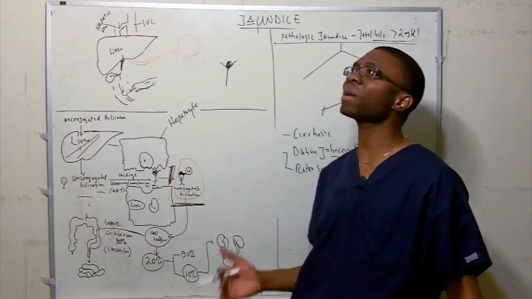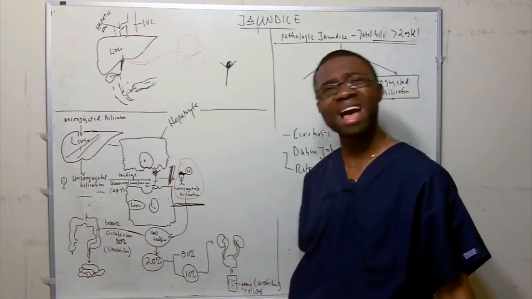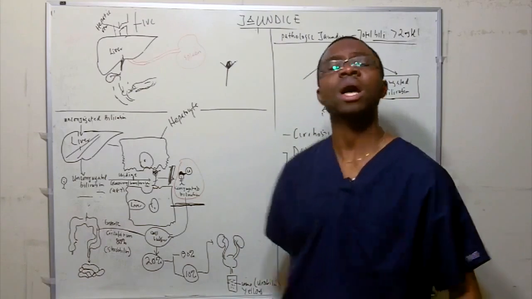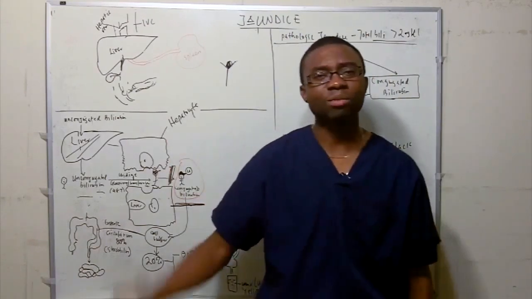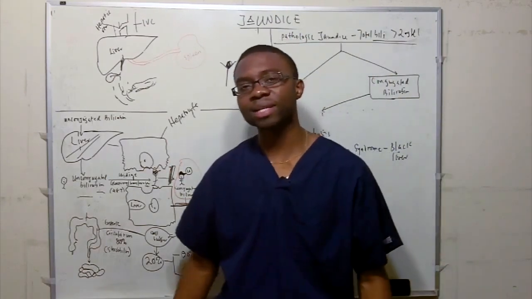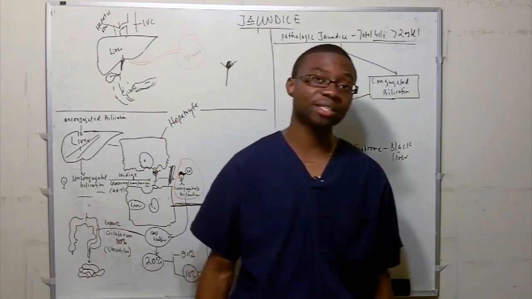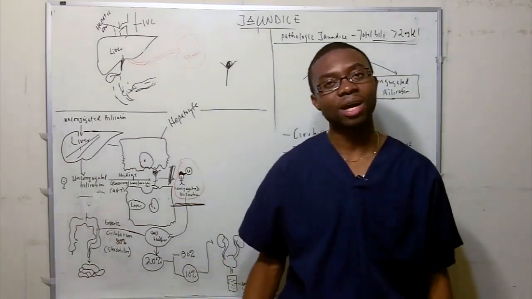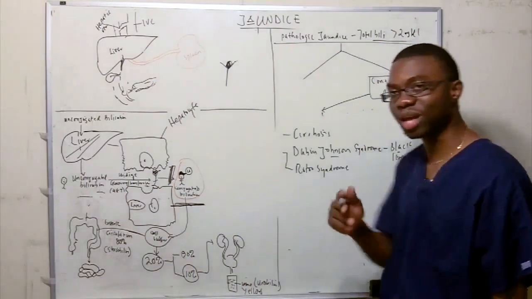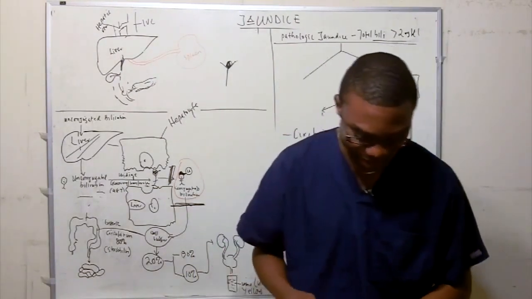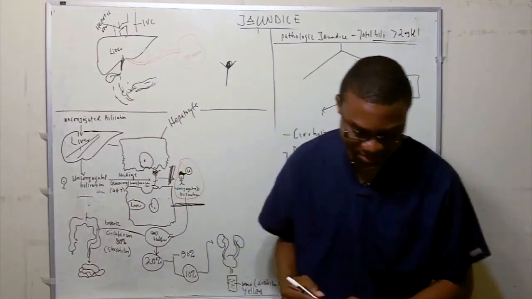So how in the world am I going to remember Dubin-Johnson has a black liver? Say Magic Johnson, the guy who played basketball back in the 80s, and he retired. He's black. I know, but his name is Johnson. So that's how you remember that. Keep that at the back of your mind, all right?